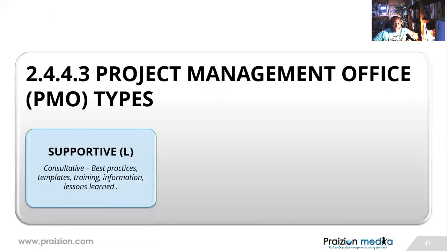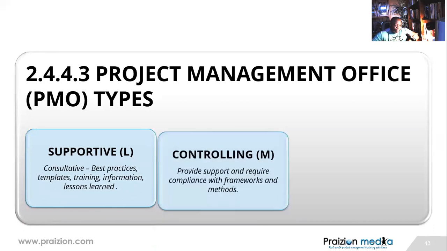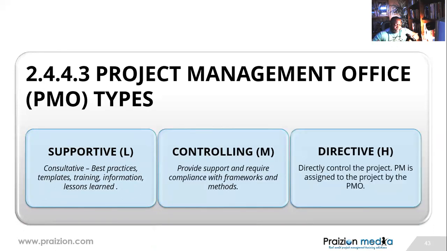We've got one more tiny little thing to talk about, and that is the PMO, the Project Management Office. We have 3 types of PMOs. We have supportive, controlling, and directive. Just take note, the one in the middle that is controlling is not the most controlling. The most controlling is directive. These folks directly control the project. The PM is assigned to the project by the PMO.